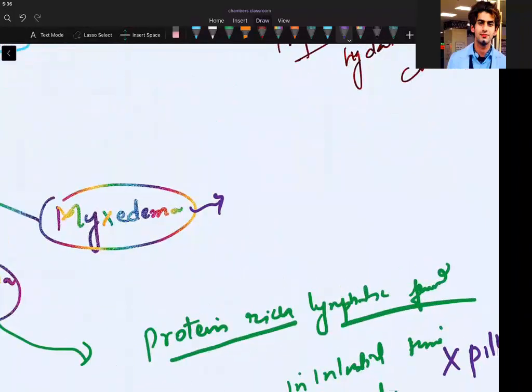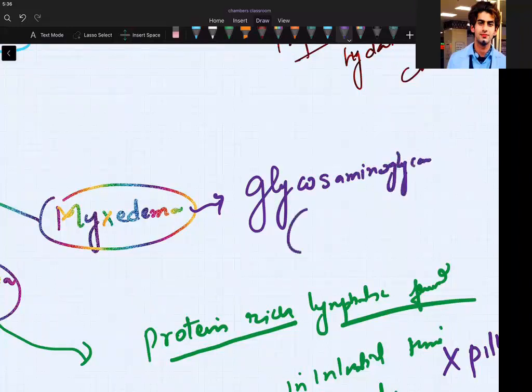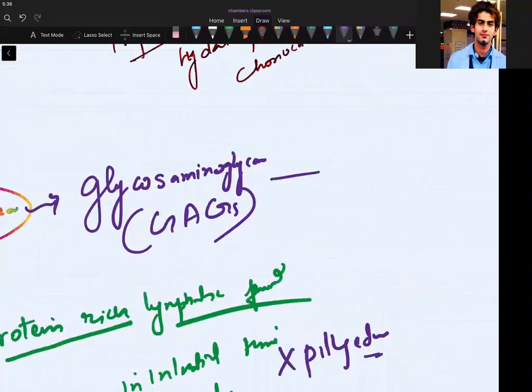So mixed edema is basically when a fluid contains more hyaluronic acid, which is a glycosaminoglycan. We call them GAGs. One of the GAGs is hyaluronic acid. If this hyaluronic acid is more in a fluid, it will increase the viscosity of that mixed edematous fluid, which will again prevent the pitting edema.